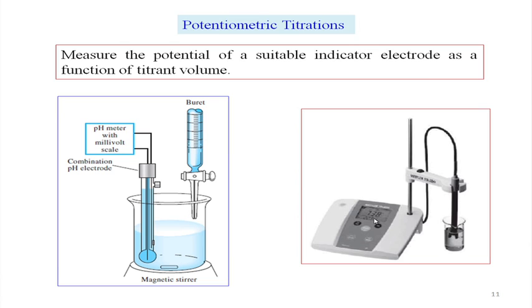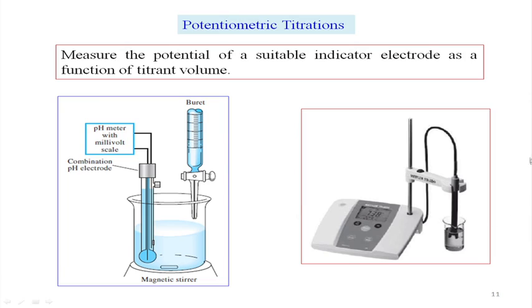Any unknown analyte sample can be measured. It can be your blood, your municipal waste, your industrial waste, your river water, your sea water. You directly put this electrode inside and measure the potential and the corresponding voltage, and it can be converted to your pH.